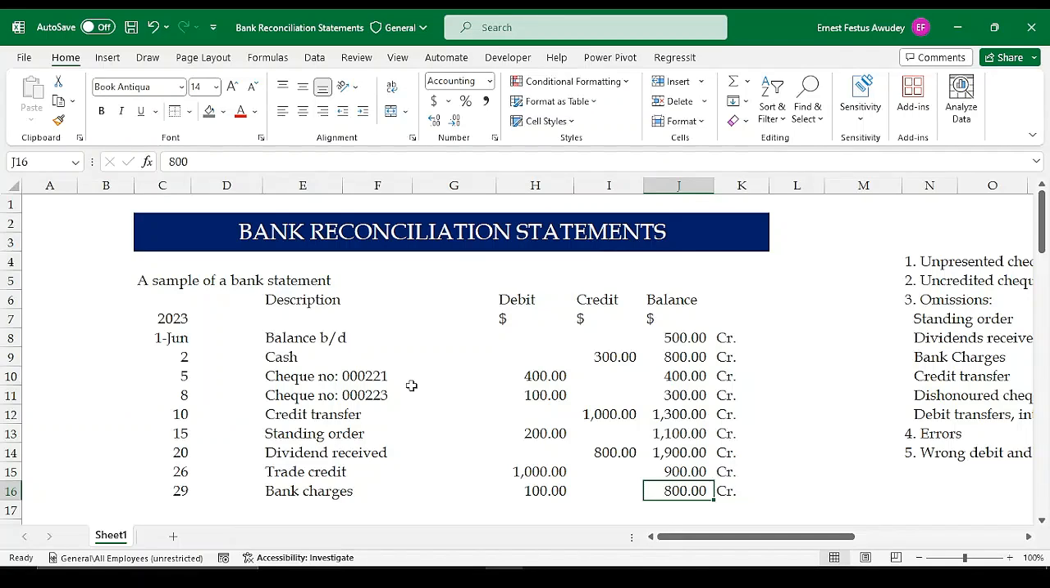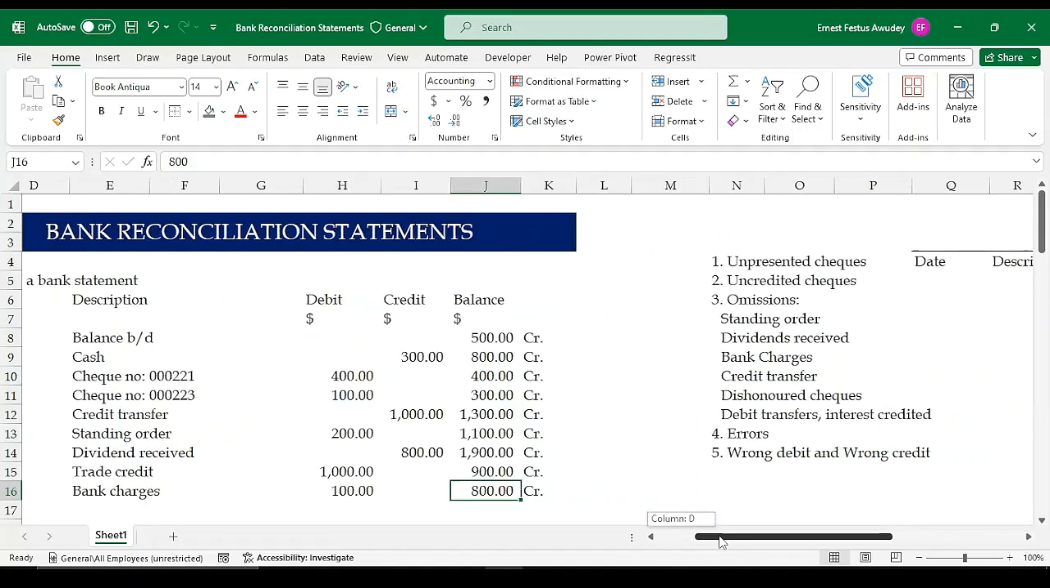Every business keeps a cash book, and every business owns a bank account. At any point in time, usually at the end of the month, the balance of the bank statement and the balance of the cash book, which is the bank column, need to be assessed and reconciled if there is any difference. So that is what bank reconciliation does.